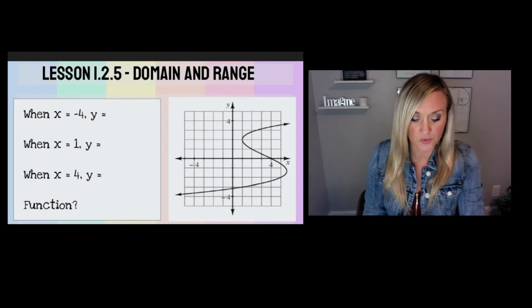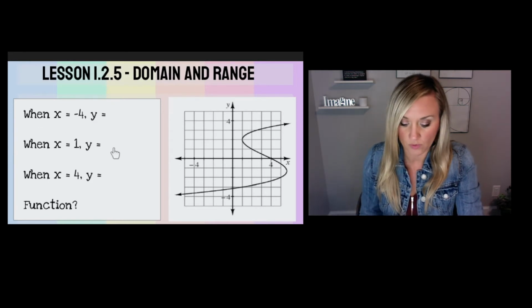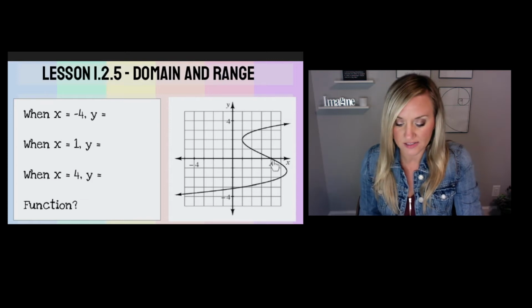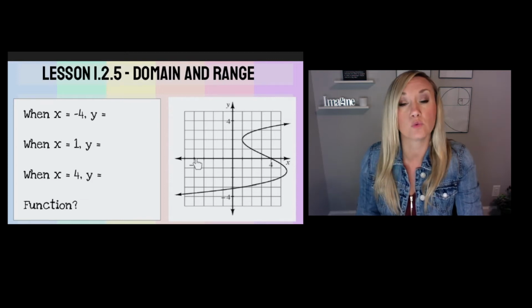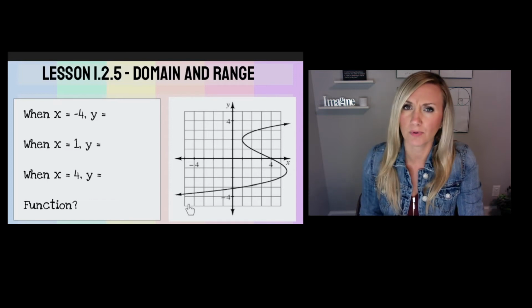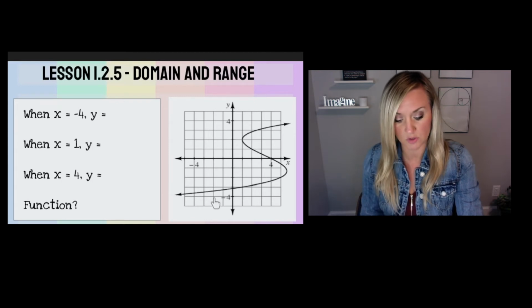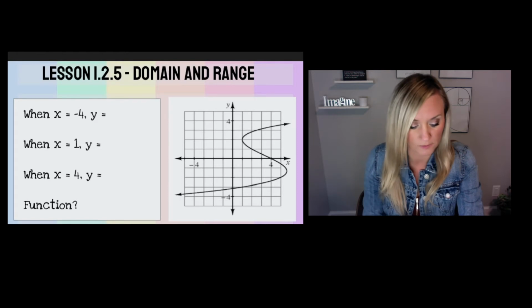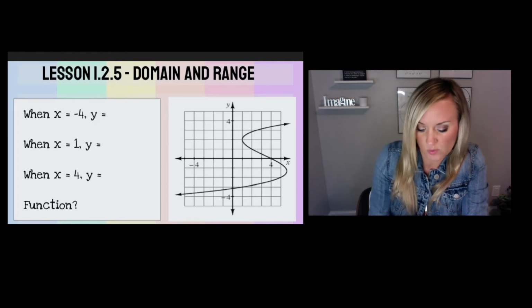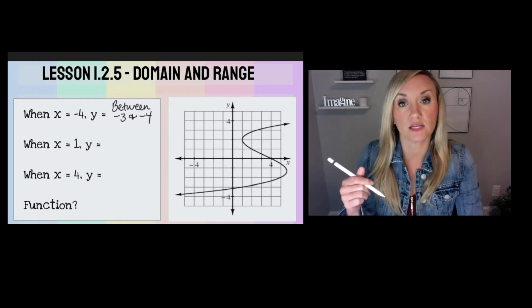Okay, our first question here is: when x is -4, what would y be? So we look on our x-axis for -4, and we see where our function is. Ooh, it's not at a perfect spot. It looks like it's between -3 and -4. So just for today, we're going to say that it's between -3 and -4.